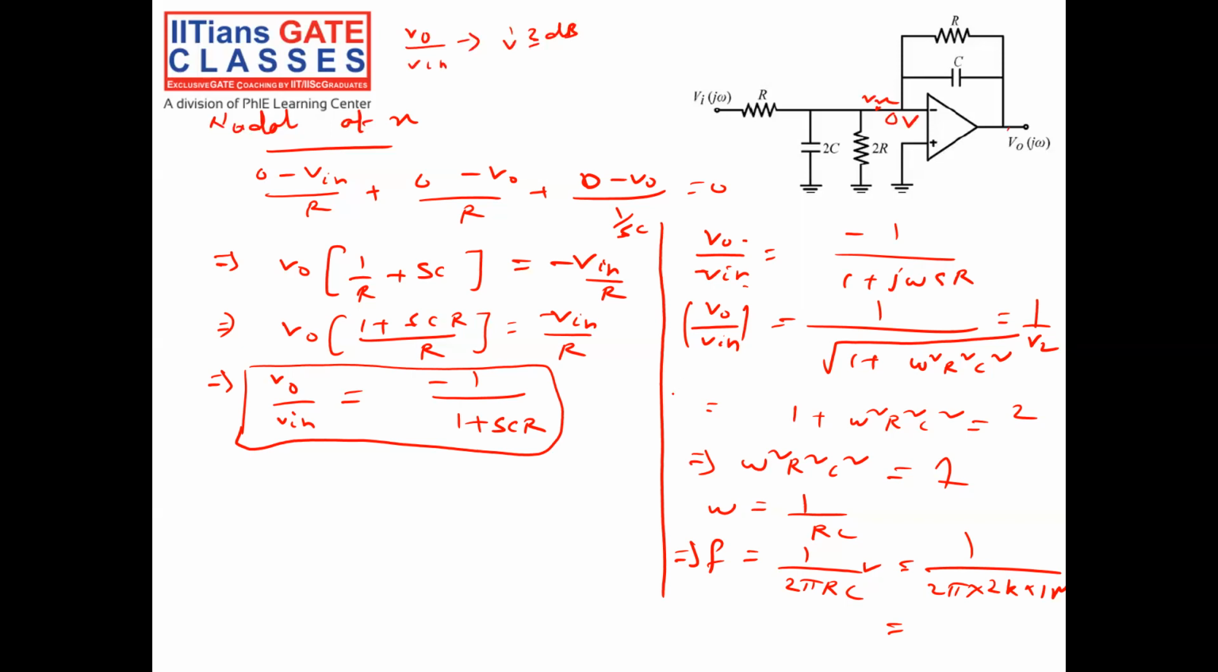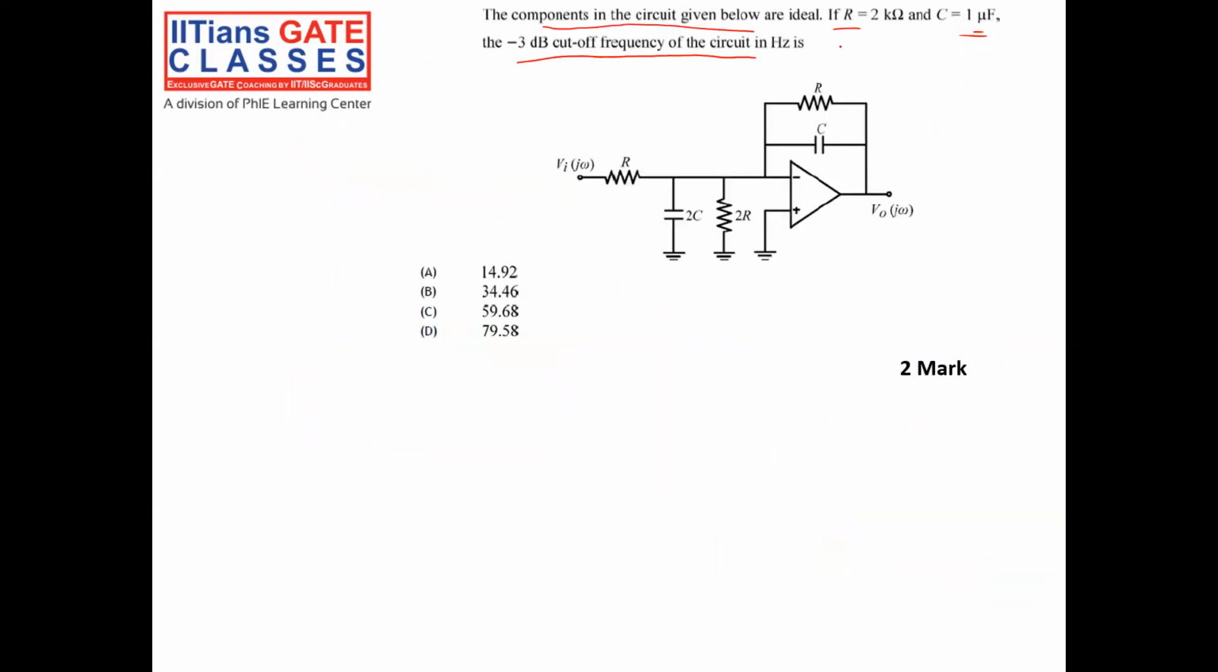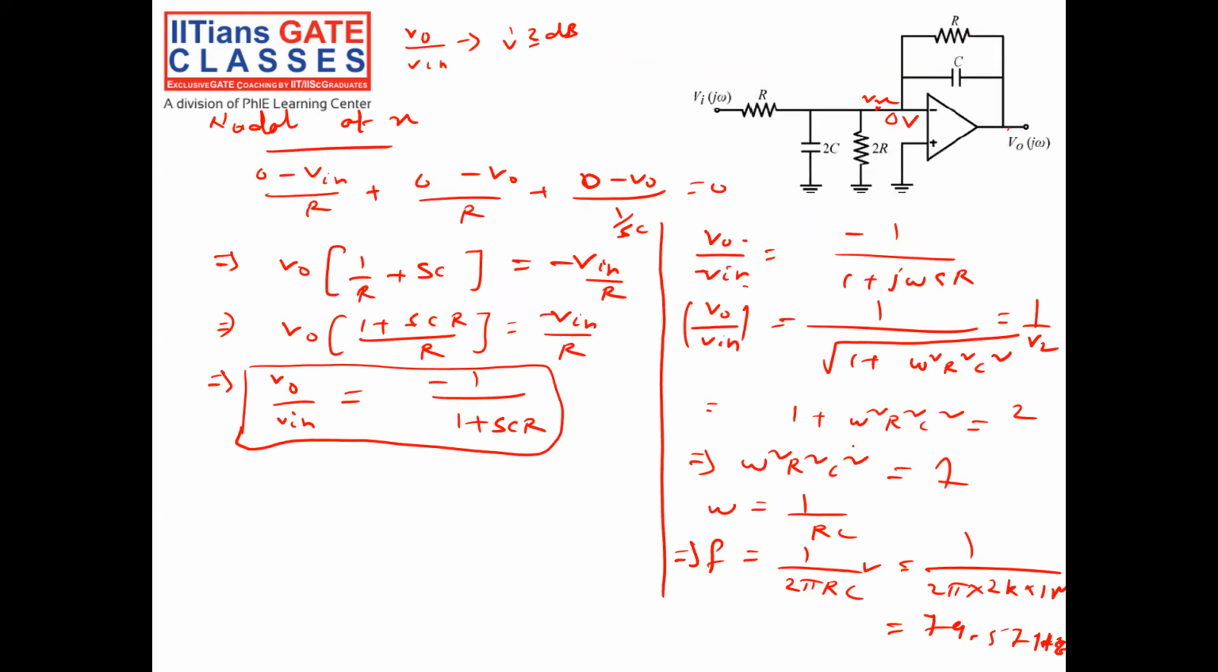It will give me 79.57 Hertz. Okay, so the answer will be 79.57 Hertz. First calculate V0 by Vin. Then at what point V0 will drop by 3 dB, that means it will become 1 by root 2. Then it will give me the frequency. Then I can calculate the frequency is equal to 1 by 2 pi RC.